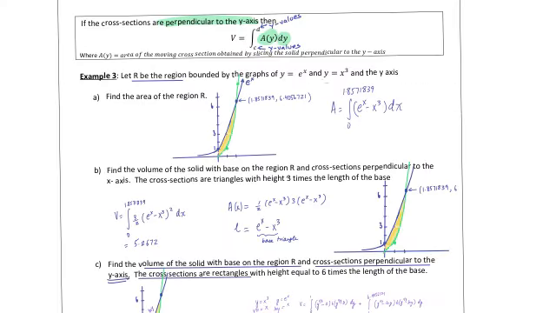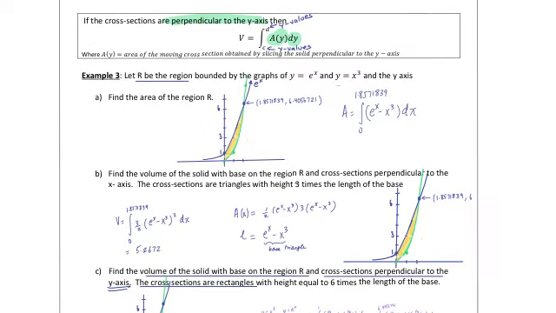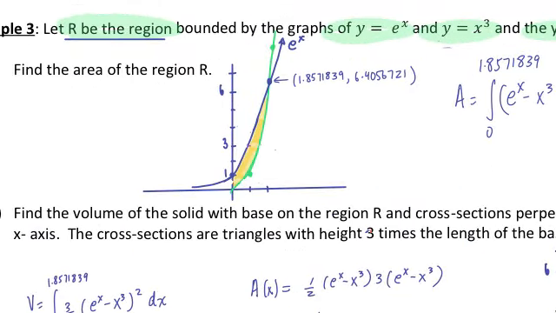Hi, folks. I just want to go over this example 3 again very quickly here. So example 3 said, let R be a region bounded by the graphs of e to the x and x cubed and the y-axis. So that's the region right here. E to the x is in blue, x cubed is in green, and the y-axis is right here. We could do it in red. So that leaves me with that yellow region.